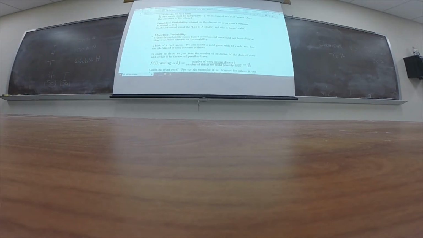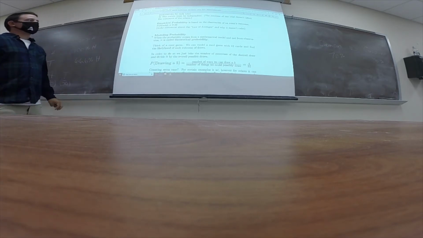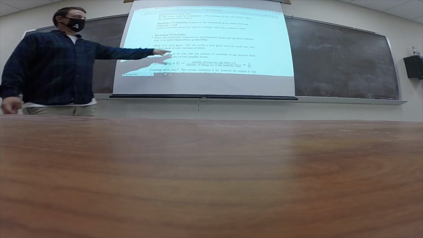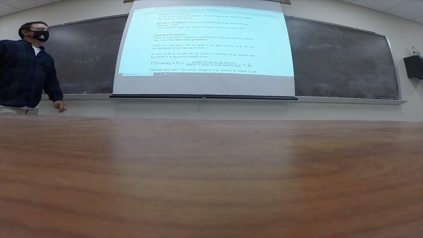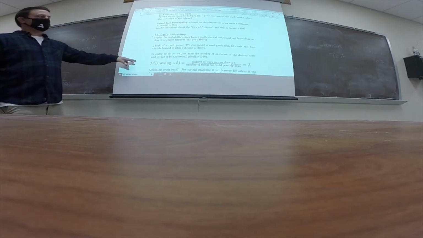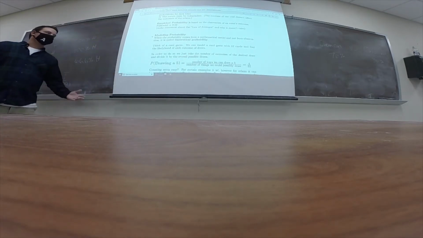Modeling probability. When the probability comes from a mathematical model and not from an observation, it's called theoretical probability. Think of a card game. We can model a card game with 52 cards and find the likelihood of each outcome of draws. In order to do so, we'll take the number of outcomes of desired draws and divide it by the overall possible draws.